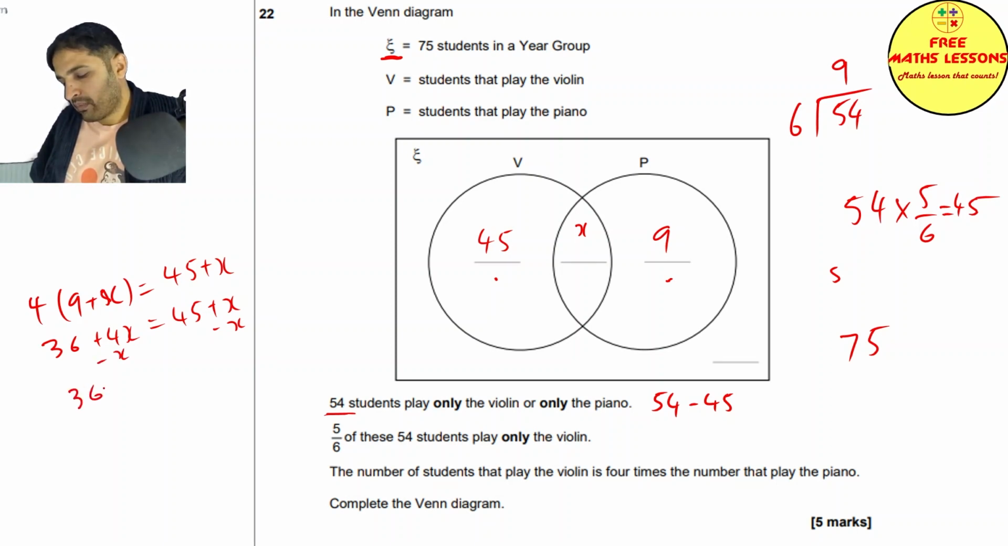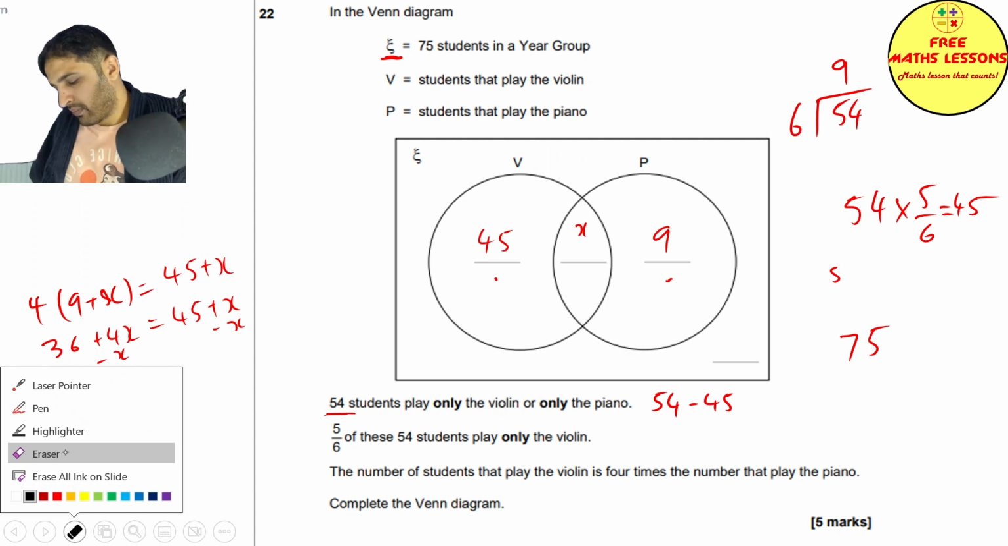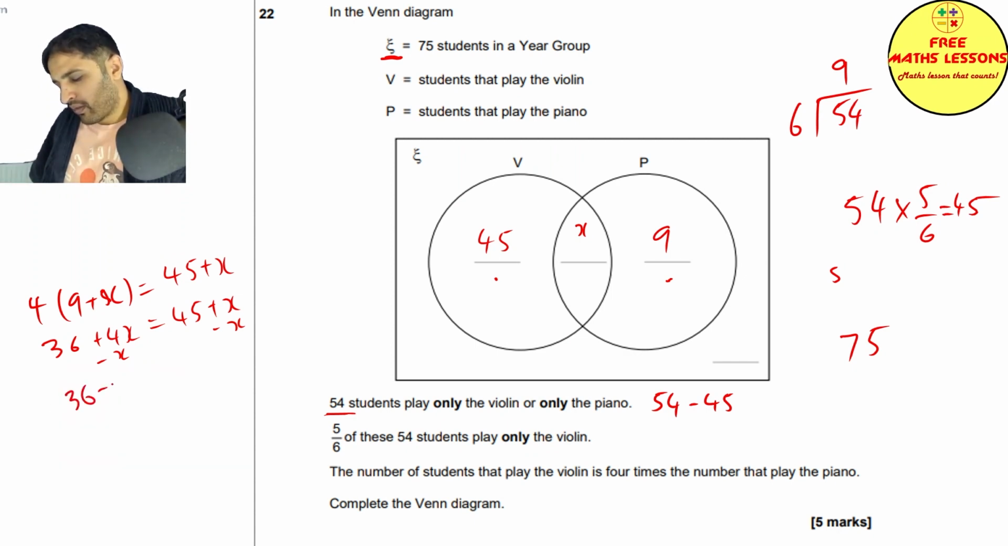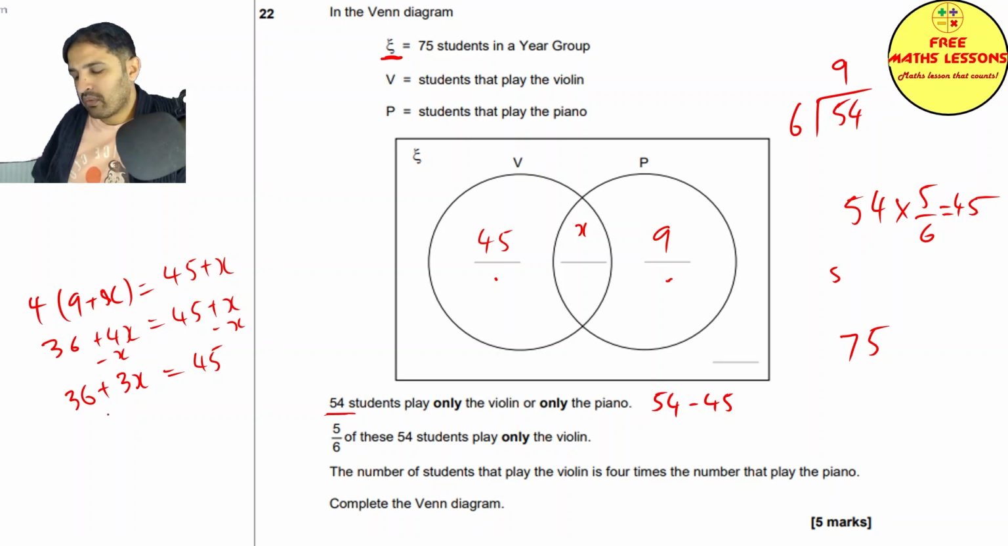So we're saying 36 plus 3x should be equal to 45. Now if I want to work out what 3x should be, we take away 36 from both sides. So 45 take away 36 gives you 9. So 3x is going to be equal to 9. And then x would be, divide both sides by 3. So x is equal to 3.